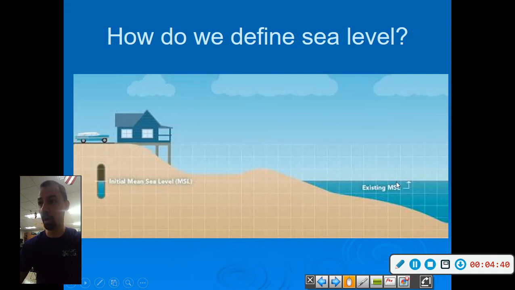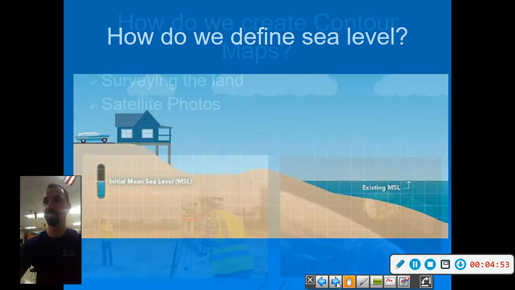If we go below sea level, then it becomes depth. We measure the depth of the ocean, or negative elevation. That's the other way you could talk about it. So in certain situations, we talk about it in different ways.